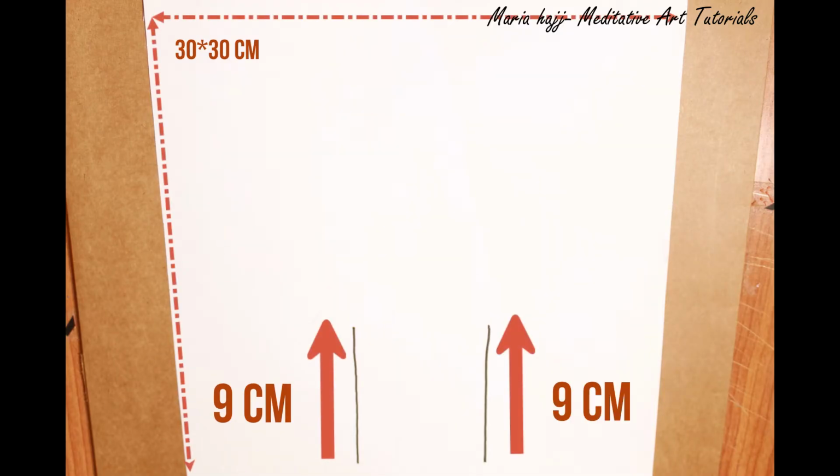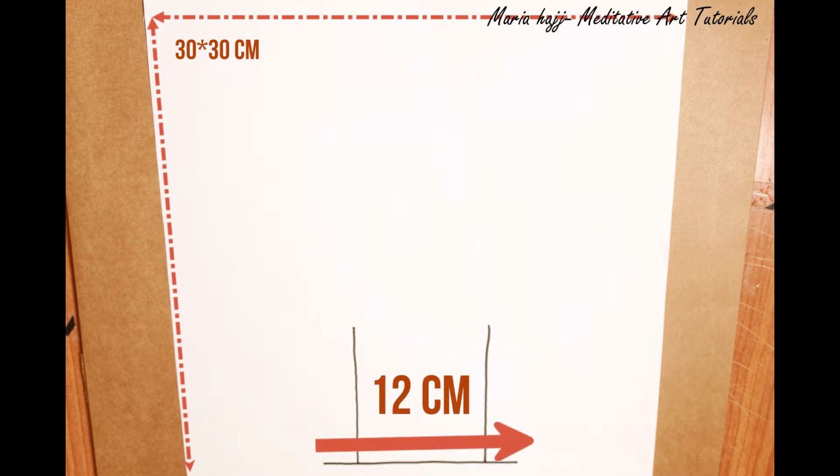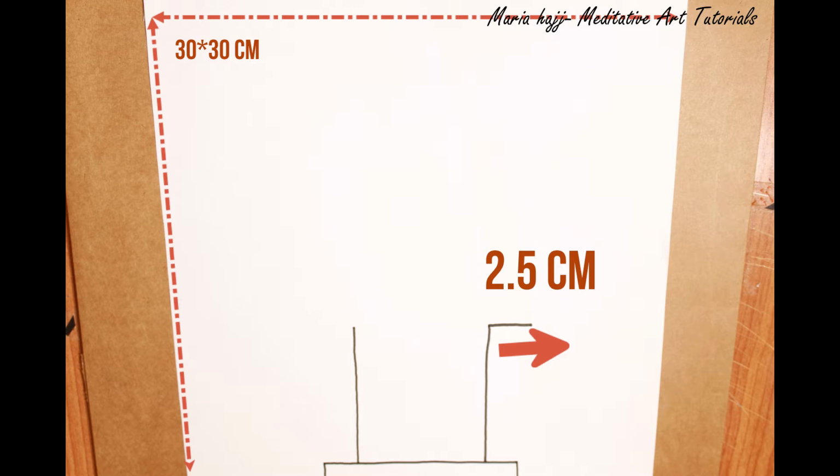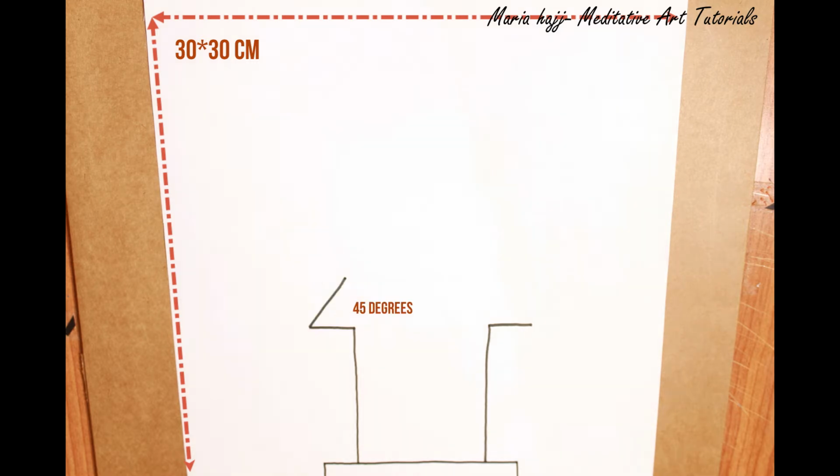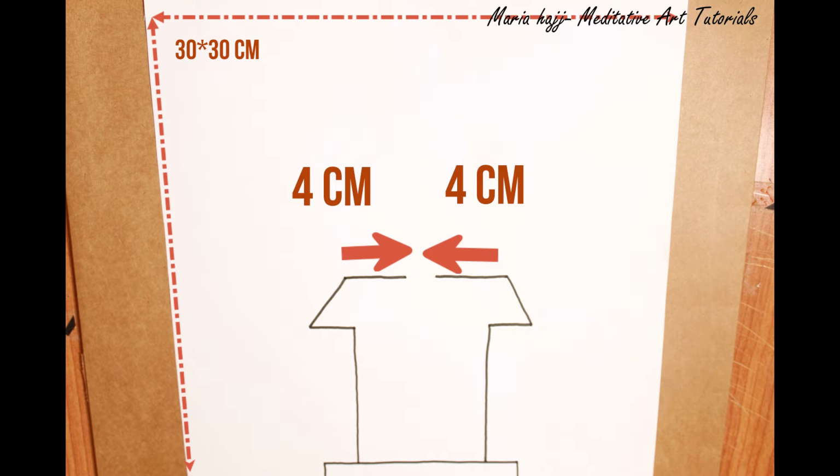I am using a white paper 30 by 30 centimeters. First, start by tracing the outlines of the house. I have given you the measures of every single outline. I have also added the angle of the roof of the house.